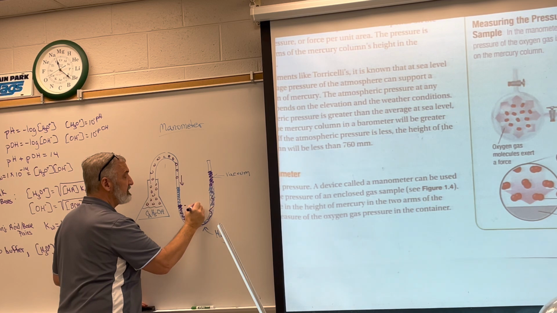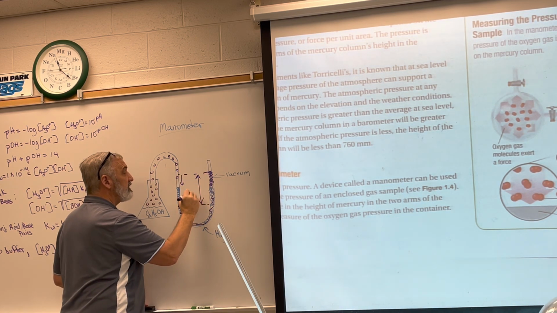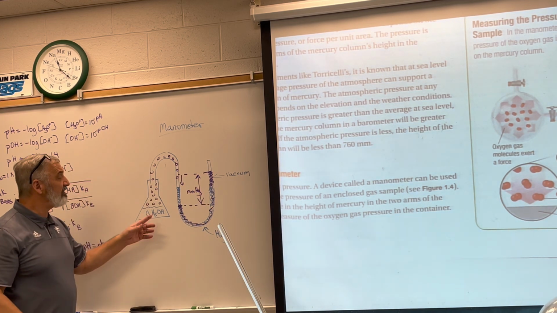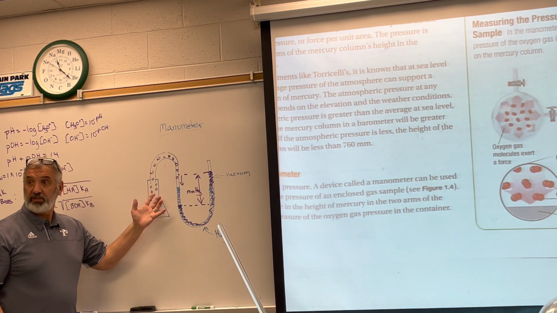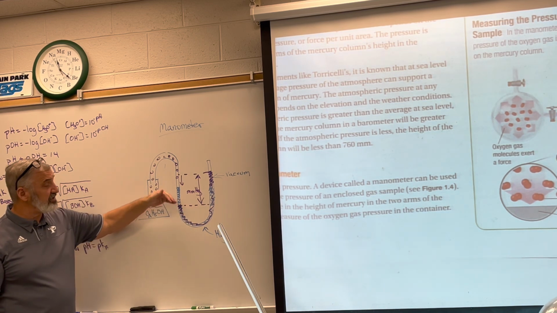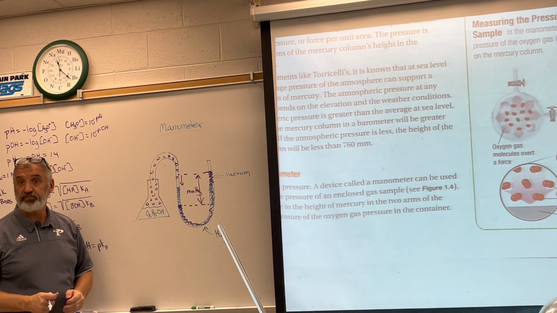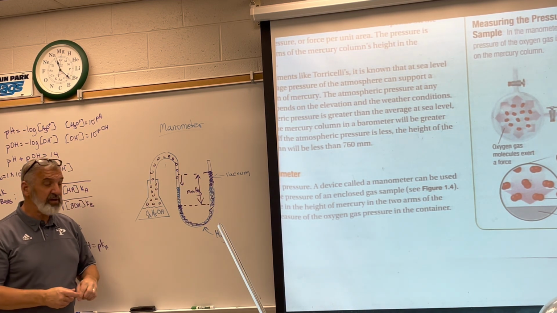So the difference between here and here is a certain number of millimeters of mercury. So we say the vapor pressure of the alcohol is this many millimeters of mercury, because it's supporting a column of mercury that tall. Now again, the vapor pressure.